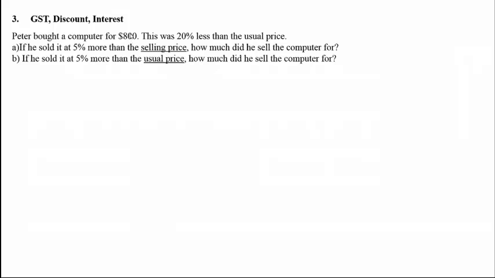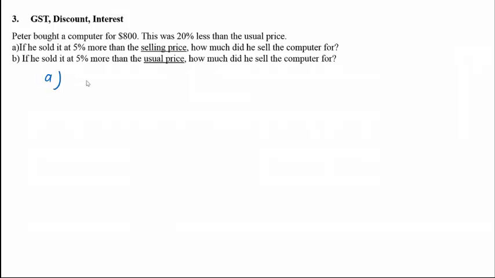But this $800 was bought at a discount. The discount is 20%. So before the discount, we call it the usual price. Part A: if we sold it at 5% more than the selling price, how much did you sell the computer for? Once again, take note that the selling price was $800.